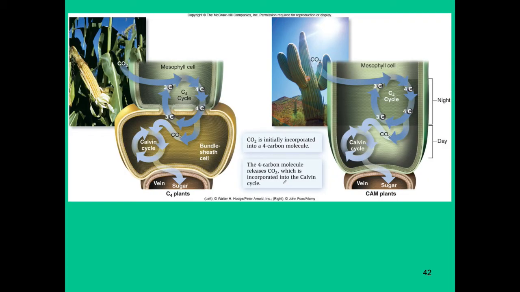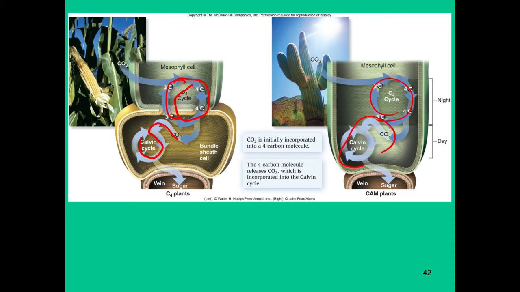So here we just have a comparison of C4 and CAM. C4 over here is separating things spatially, right? We have this type of cell layer and then our bundle sheaths. So we have a separation of these two processes in the mesophyll stage. Over here in CAM plants, we're not separating spatially, we're separating by time. At night, this cycle is happening. During the day, this cycle is happening.